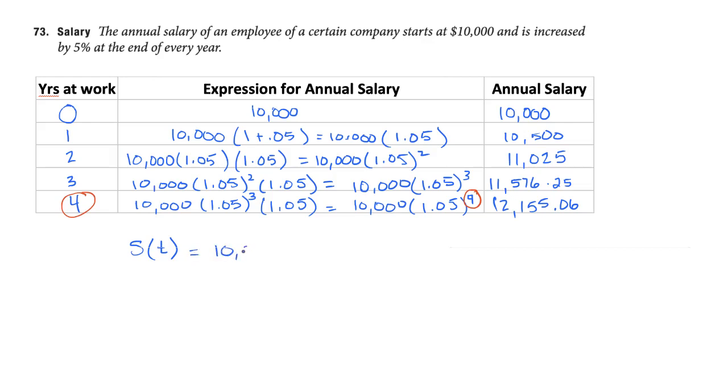10,000, our base salary when we started, times 1.05 raised to the T. And that's it. So now if I asked you how much money would you make in 15 years, 20 years, 25, you could just plug that year in for T and find out what your salary would be.